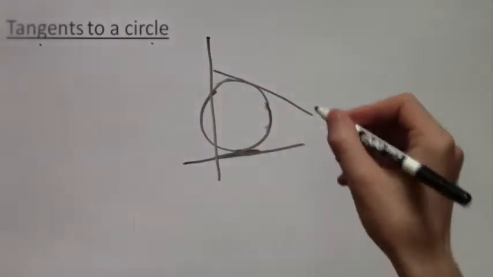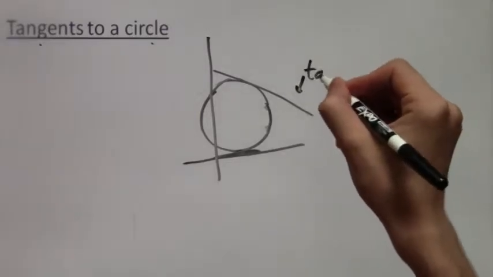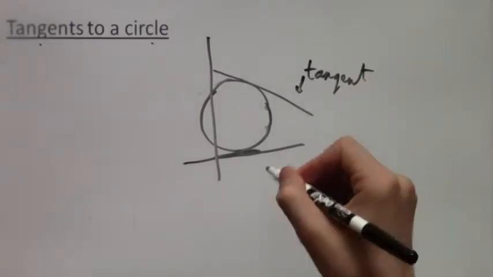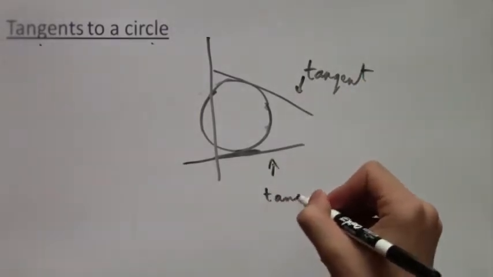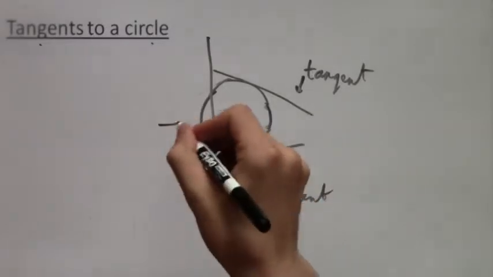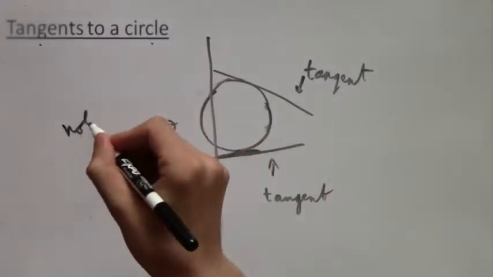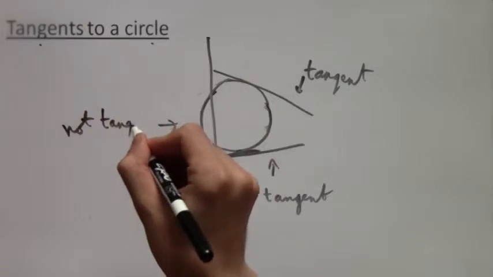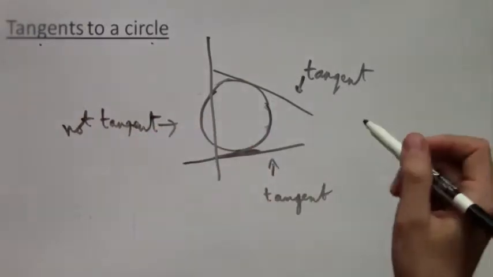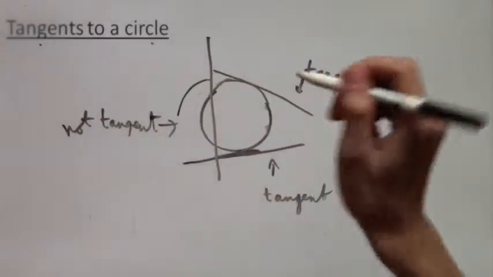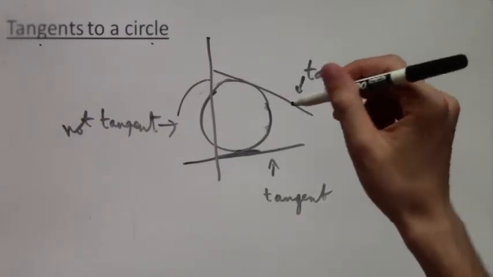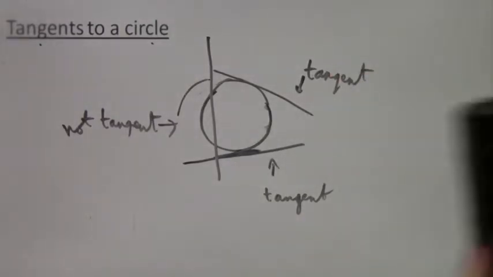This line is not tangent because it intersects twice. So this is a tangent, intersects once, so is that line. But the third line I drew is not. It's actually called a secant, but that's for another lesson. So these tangents have some interesting special properties.